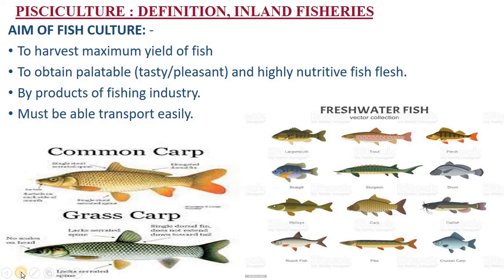Then, byproducts of the fish industry. There are so many byproducts of the fish industry, particularly fish scales, fins, the fish digestive system, and fish head. All these byproducts are used to make fish meal, and this fish meal is again used as feed for animals. Because fishes are an excellent source of proteins, these proteins are recycled.